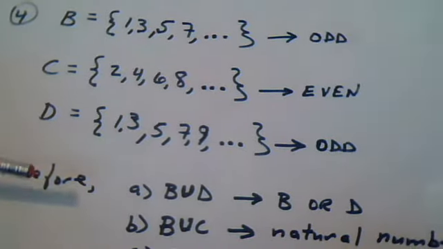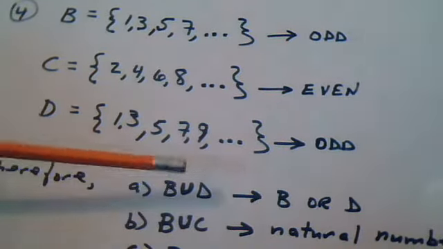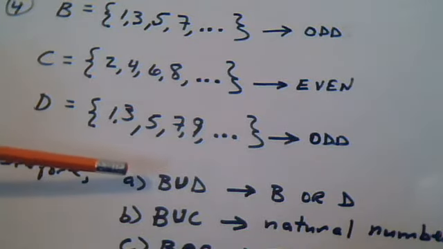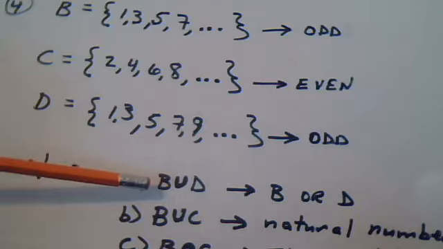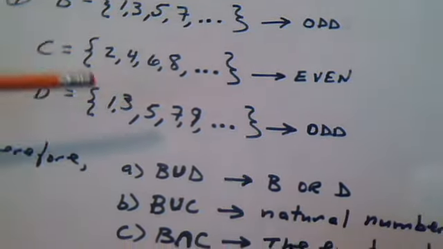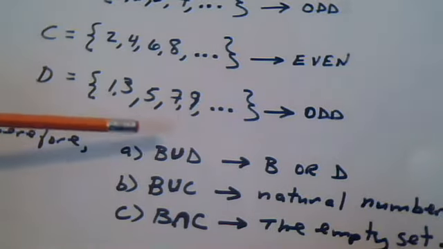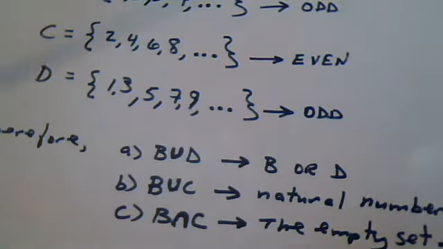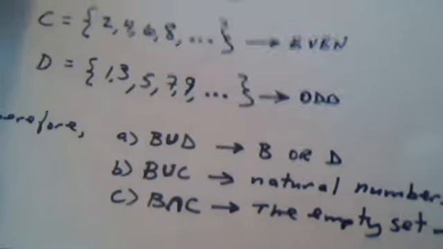So now we could describe B union D in a simpler way. If you're going to join and put together the odd numbers with the odd numbers, you're going to have the odd numbers, so you don't have to say B union D. You could say B or D, since either of those represents the odd numbers.